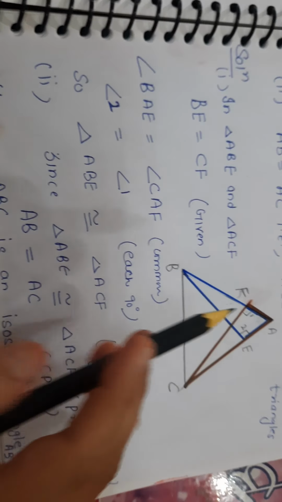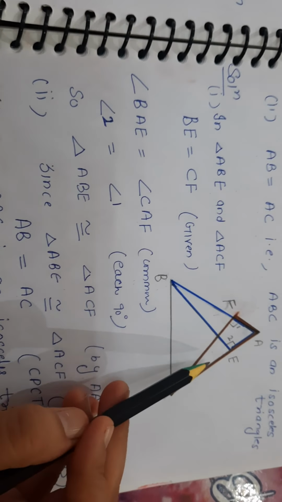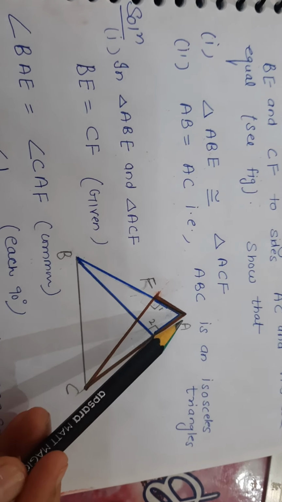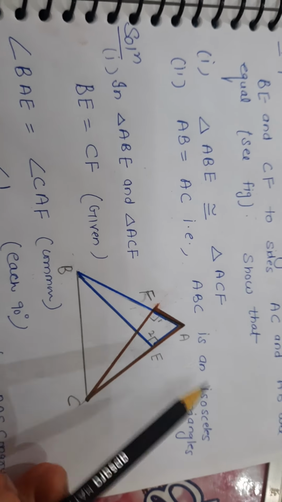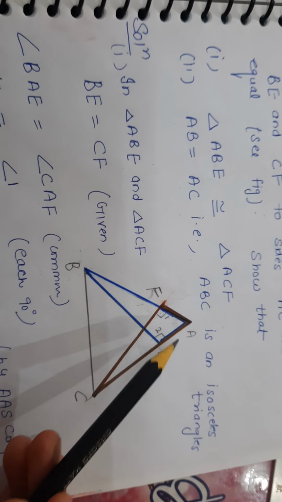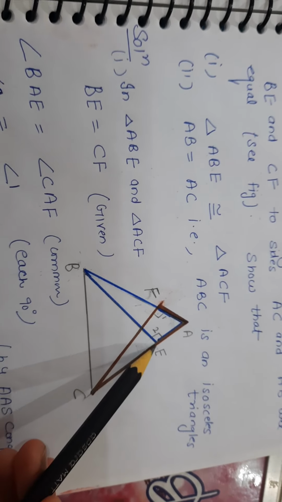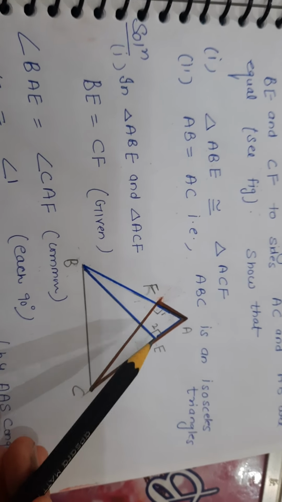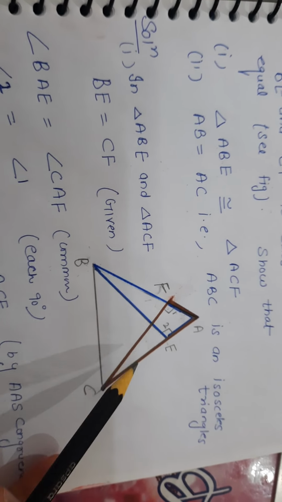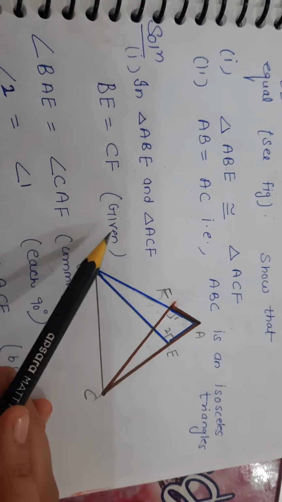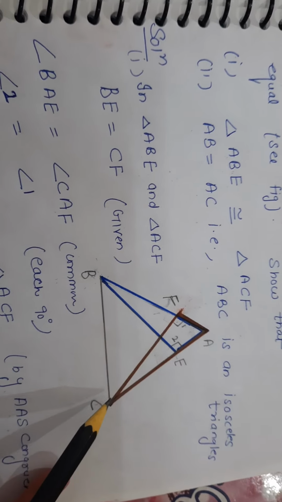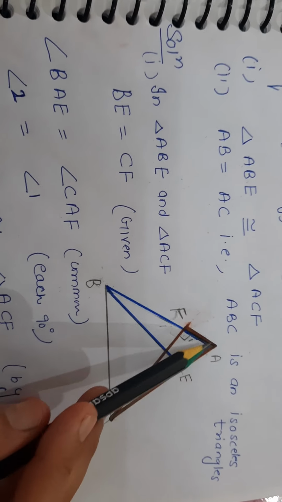So we have shown that in triangle ABC, side AB is equal to AC, so this is going to be an isosceles triangle. I am again repeating the first part. You need to prove triangle ABE is congruent with triangle ACF. In triangle ABE, the altitude BE is given to be equal to the altitude CF in triangle AFC. These two are given to be equal in your question. Further, this angle is common, so I have written angle BAE is equal to angle CAF.